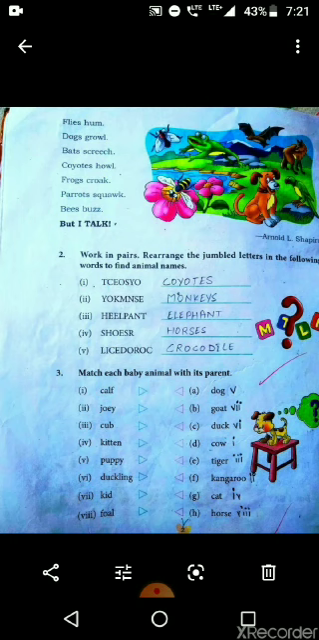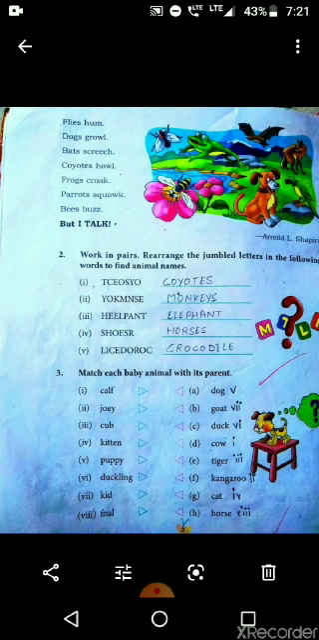What we have to do here, we have to rearrange the jumbled letters in the following words to find animal names. First one is coyotes. When we unjumble the first one, we get the name of the animal, that is coyotes. Second, monkeys. Third, elephant. 4, horses. 5, crocodile. So when we unjumbled the letters, we got these names of a few animals.